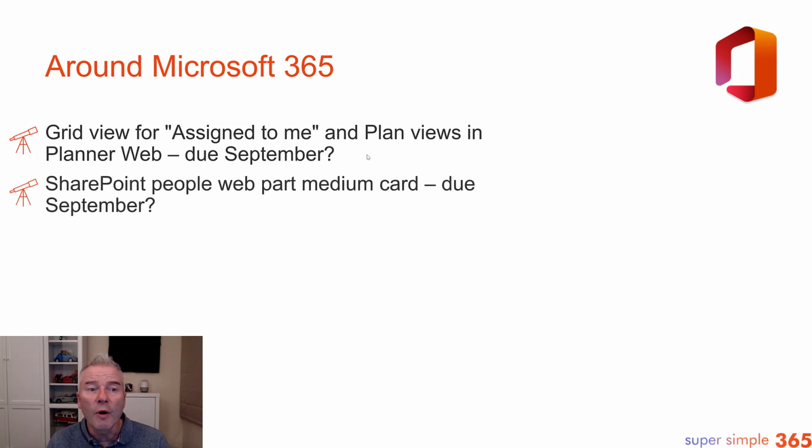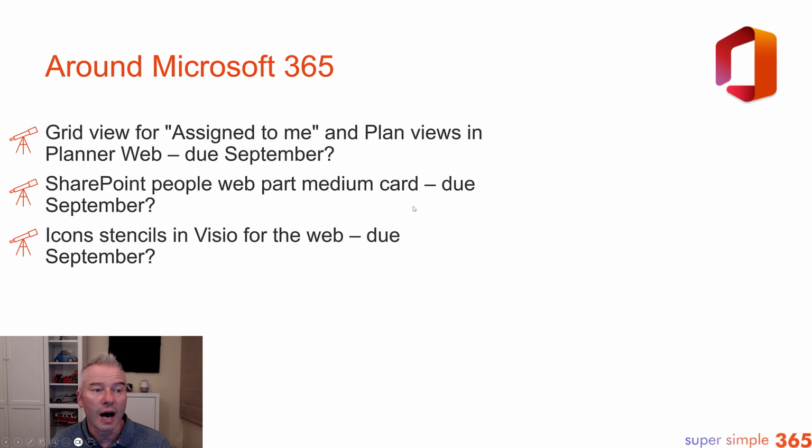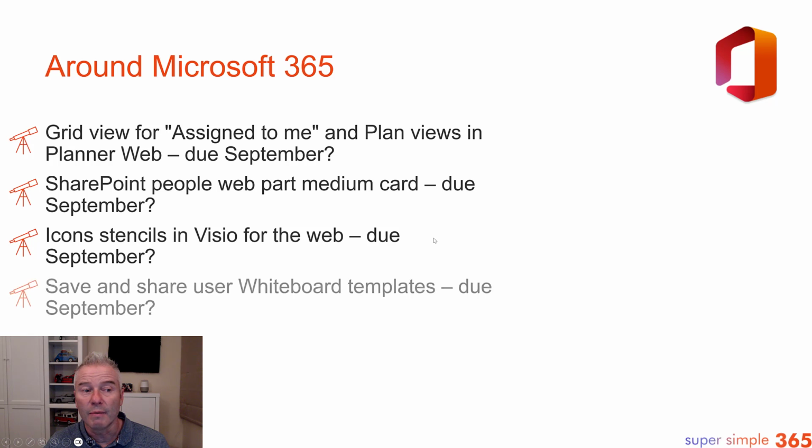SharePoint People Web Part is getting a medium card. So this just means that the People Web Part means you can put a little bit more information about the person as well. That would be cool. Penciled in for September. Yeah, we'll see. Icon stencils in Visio for the web. That'd be quite nice as well. Penciled in for September. We'll see.